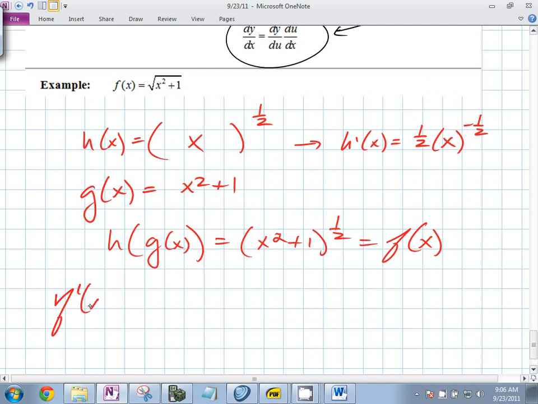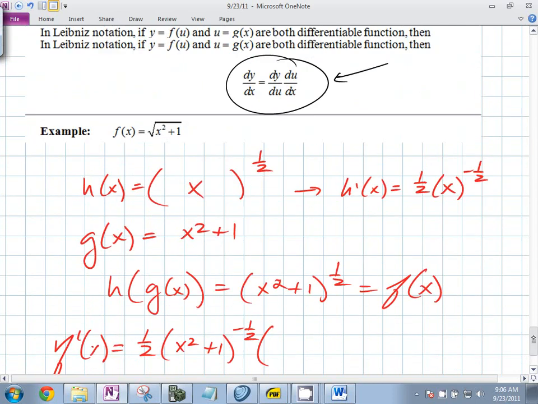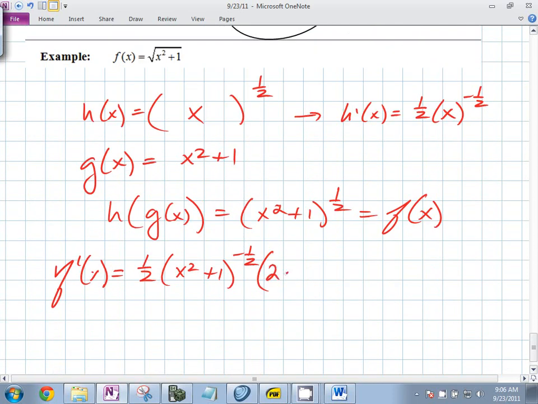negative 1/2, times what, though? Times what's on the outside here? g prime of x. What is g prime? 2x. Can you simplify this a little bit? You get x times (x squared plus 1) to the negative 1/2. That is the derivative, correct.